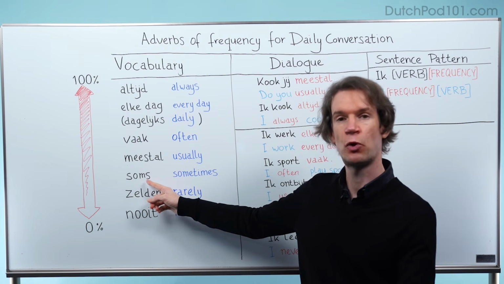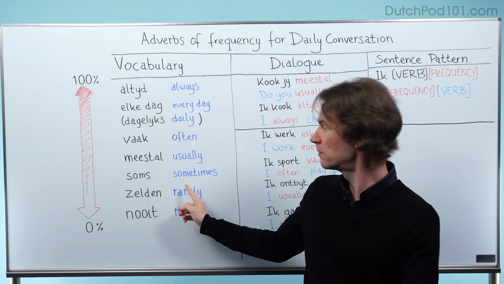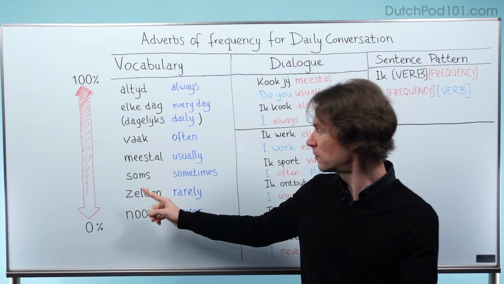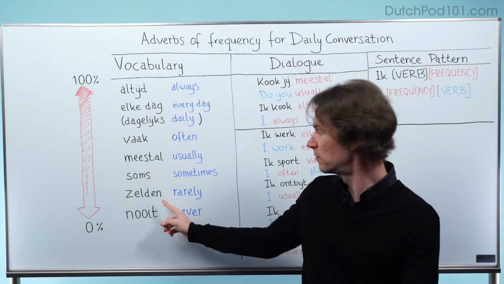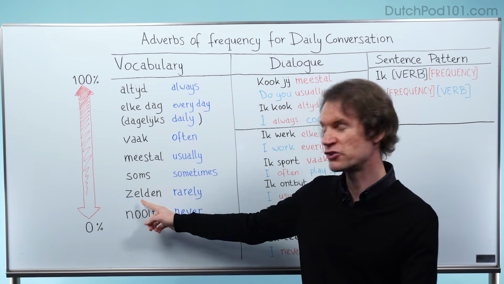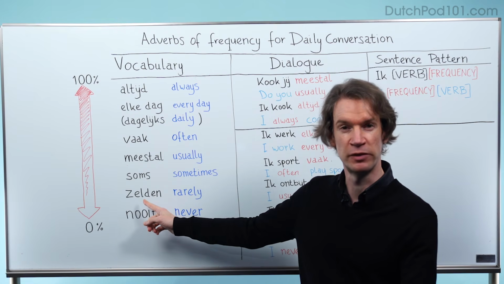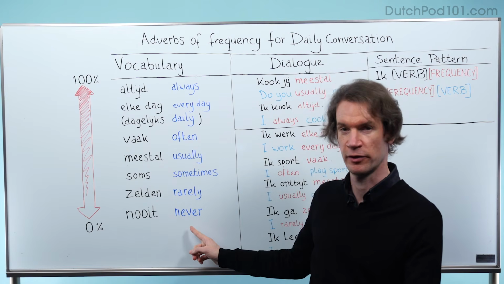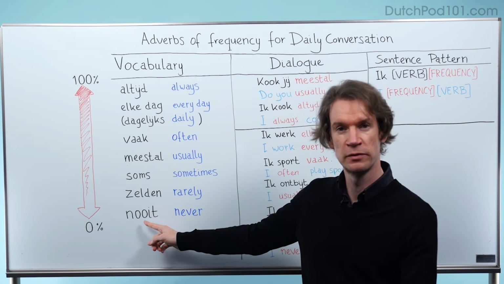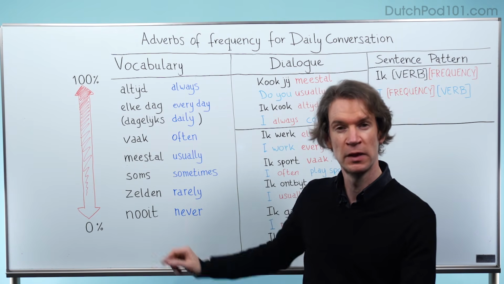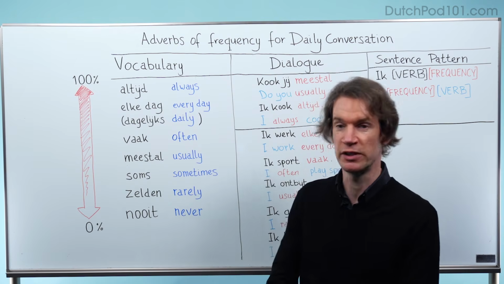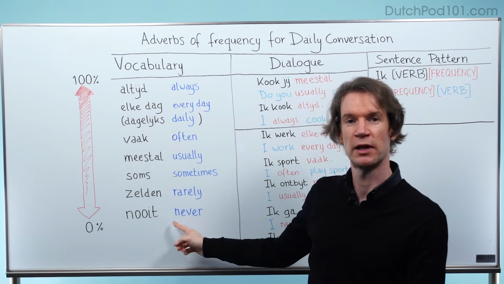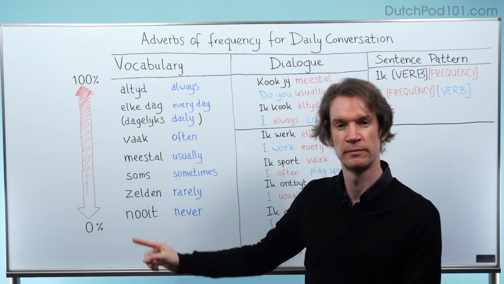Then we go to soms. Sometimes. Soms. Follow this up with zelden. Rarely. Zelden. And finally, nooit or never. Nooit. As you can see, we have gone from the highest frequency, always, or in Dutch, altijd, to the lowest frequency, never, or in Dutch, nooit.